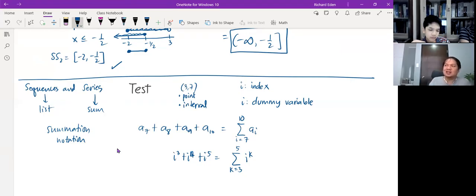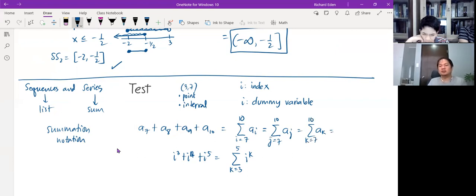I wrote here, i is a dummy variable because you can replace it with some other letter and it would not change the meaning. So we could write this as the sum of a sub j, as j runs from 7 all the way to 10. You can also write this as a sub k, as k runs from 7 all the way to 10. And then, of course, you can also write this in the following manner. Let's say a sub i minus 1, where this time i is going to run from 8 all the way to 11. Do you see that?